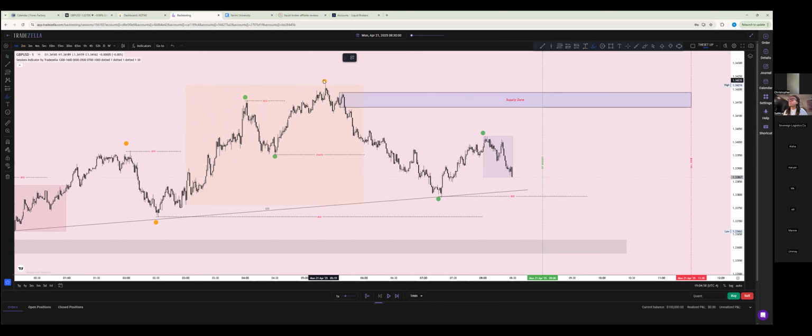So we have this 15-minute high led to this 1 minute low. This 1 minute low led to this 1 minute high. This 1 minute high led to this 1 minute low. This 1 minute low led to this 1 minute lower high.